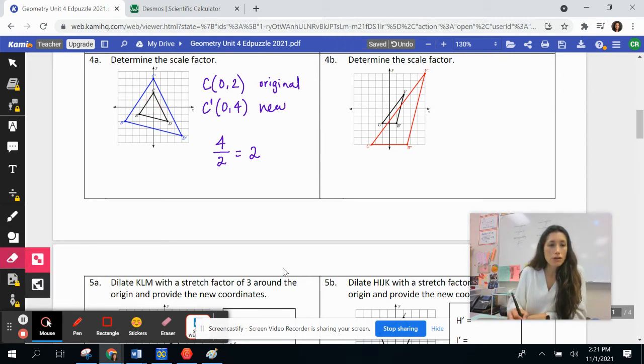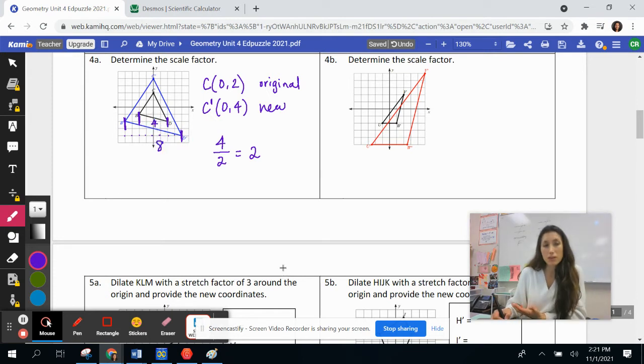Okay. Another strategy or method you could use is counting the distance or spaces. Like, for example, the horizontal distance from B to D, that's 4 units. And then from B prime to D prime, that would be 1, 2, 3, 4, 5, 6, 7, 8. So you could also compare that as 8 over 4, and that would give you a scale factor of 2 as well. So either by doing the coordinates or counting a horizontal or vertical distance.